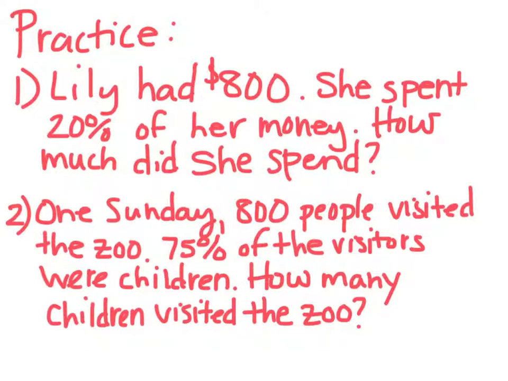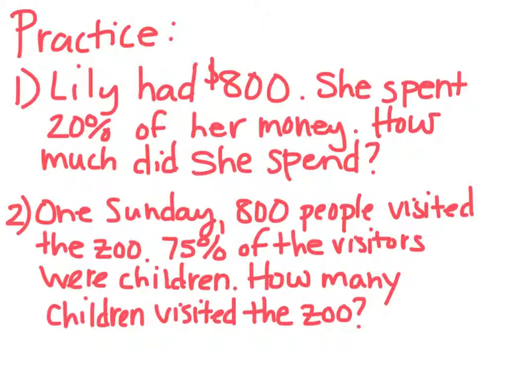Here are 2 practice problems to try on your own. In number 1, we find that Lily had $800. She spent 20% of her money. How much did she spend? In number 2, one Sunday, 800 people visited the zoo. 75% of the visitors were children. How many children visited the zoo?